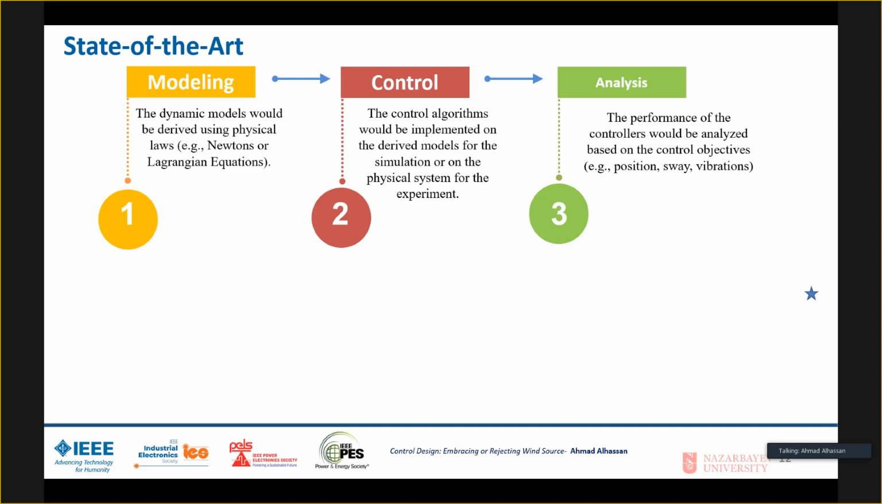In this modeling, normally we have Newtonian equations or Lagrangian equations, which are physical laws. We change our system into schematics, and from there we derive the equations. After deriving the equations, we apply our control, and this control algorithm can be of different types. From there, we try to analyze how this system behaves and what needs to be improved, or whether the system is good or bad, based on the analysis.